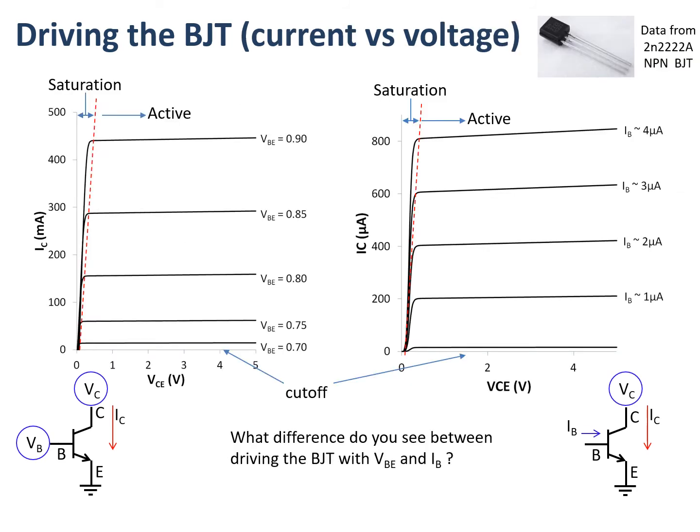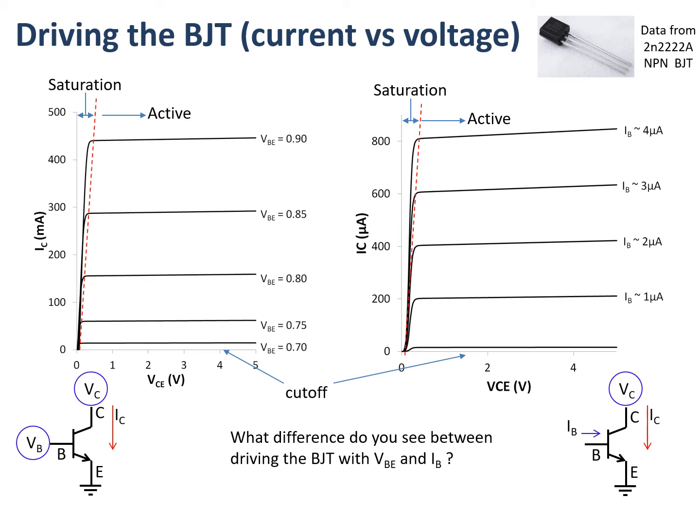It's also important to look at how the transistor behaves as we vary the voltage between the collector and the emitter, and that's what we're showing here on this slide, where we've got two graphs. The first graph on the left hand side shows how the collector current varies as we increase the voltage from base to emitter in steps of 0.05 volts, so 0.7, 0.75 and so on.